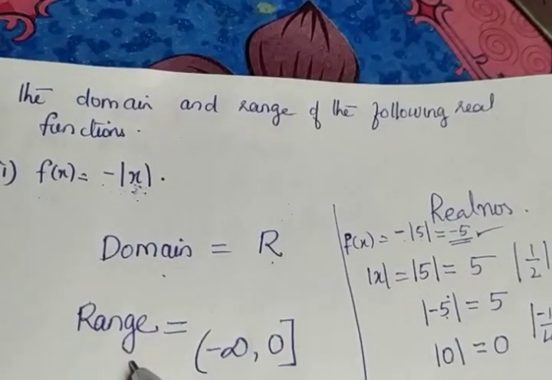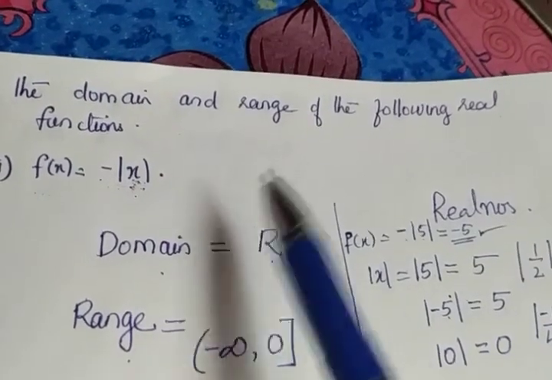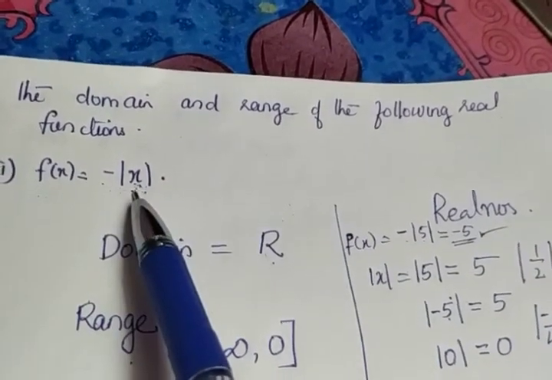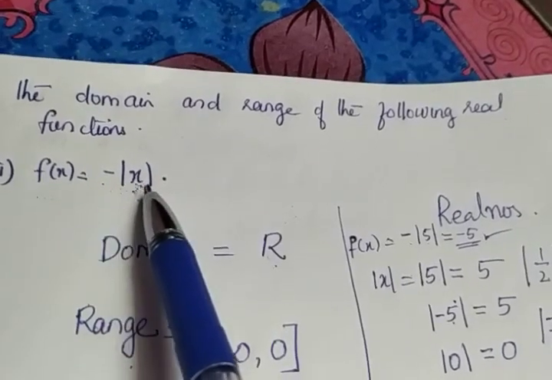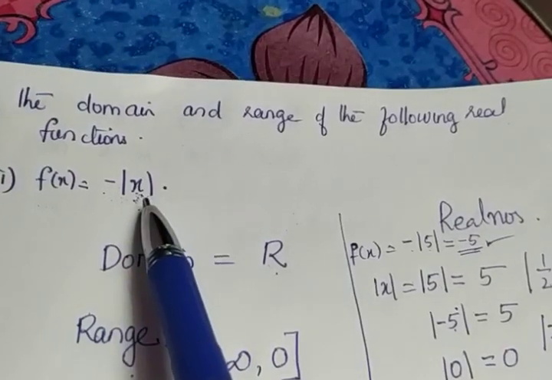Again, to find the range, we have to substitute x as real numbers and check what minus of mod x gives. Whatever value x takes, modulus of x will be a positive value and negative of modulus of x will be a negative value.